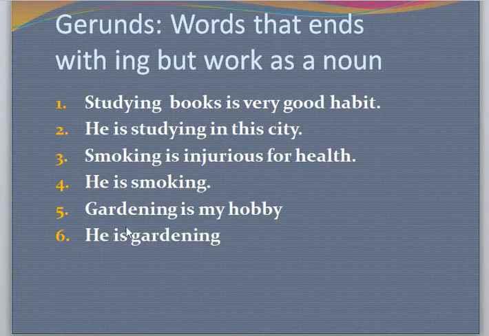Well, in another sentence, you can see gardening is my hobby. Gardening here has been used as a subject in the sentence. It's a verbal noun. It's a gerund. Well, in the next example, you can see he is gardening. So he is performing the function. Right? So gardening here has been used as a function, as a verb. So we can say that it's not a gerund, but it's a verb.